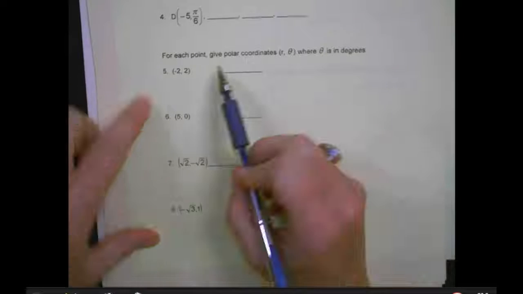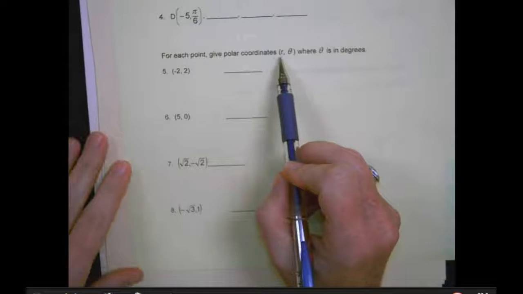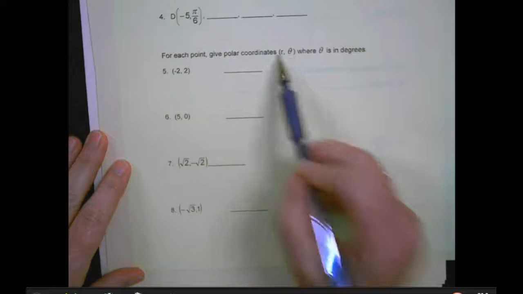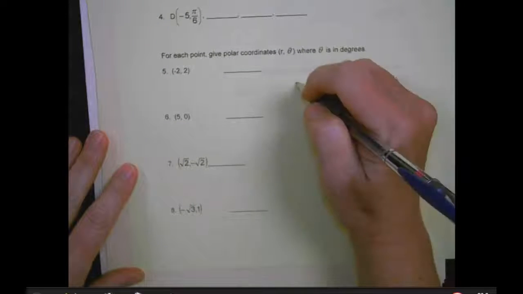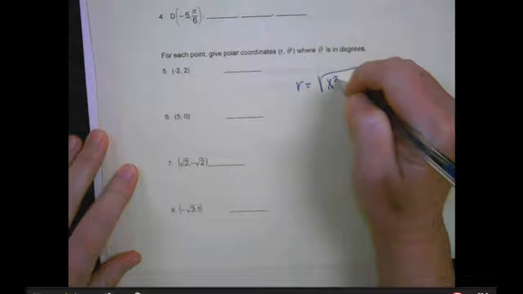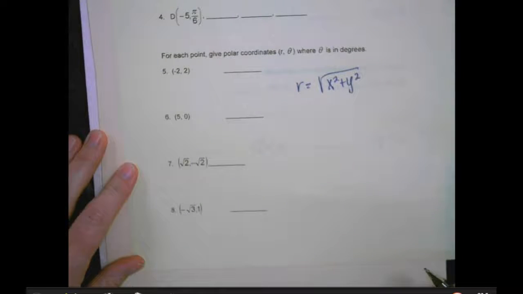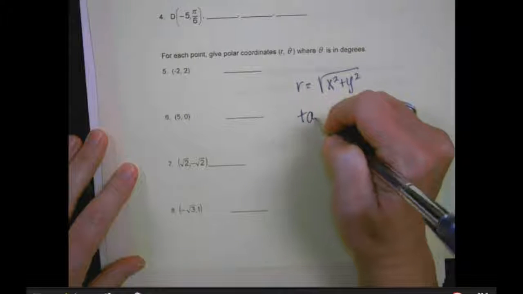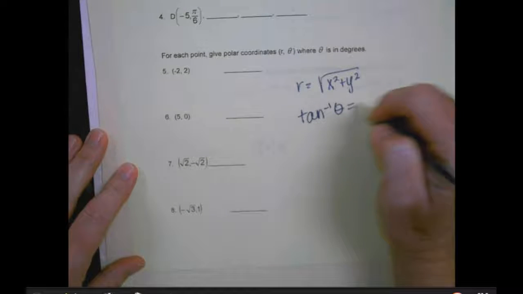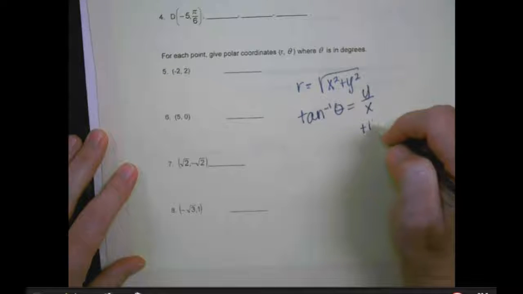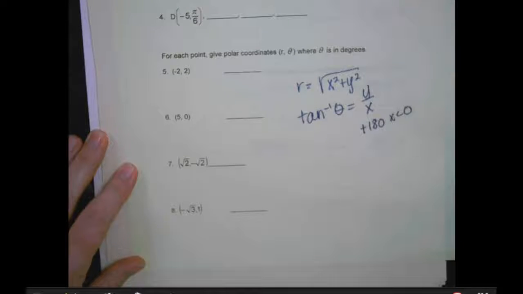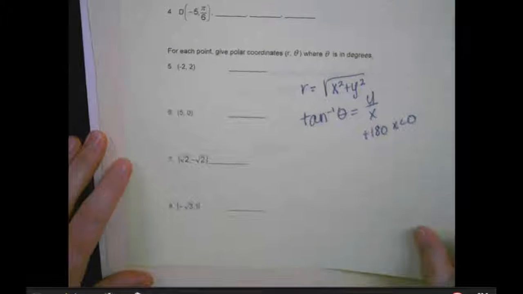Okay. So for each point, it wants the polar. So I'm looking for r and theta. The only way to find r is I have to take x squared plus y squared. And the only way to find theta is to take the inverse tangent, and you're going to add 180 if x is less than 0. That's the only way to do it. And this is in degrees. And the next section, it wants theta in radians.